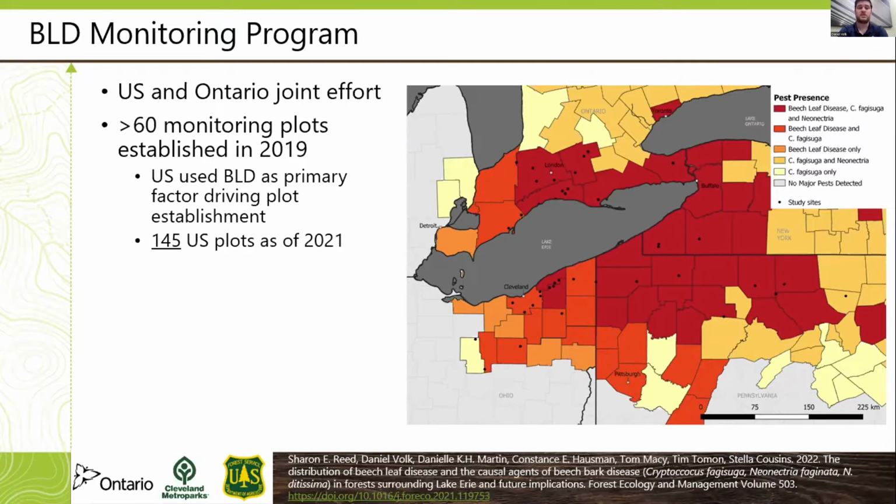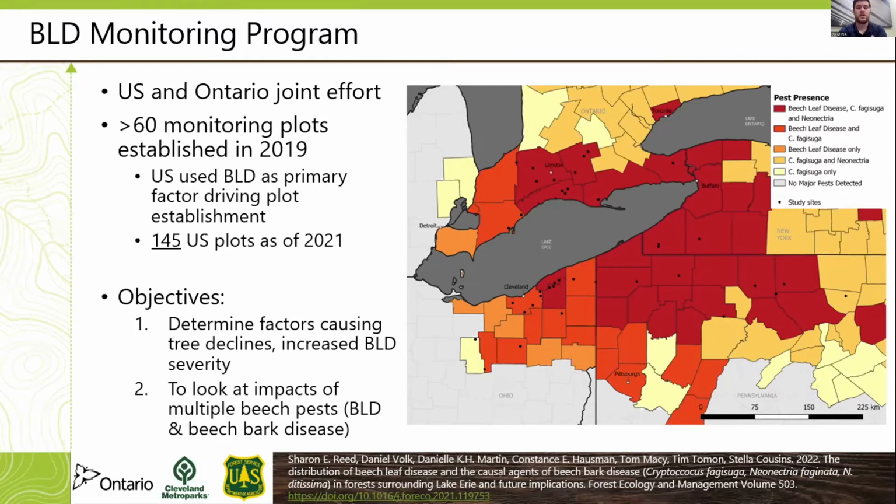This number has grown significantly. So now we're at 145 as of last year. I think we're closer to 200 this year, as more states in the Northeast have grown and expanded their plot network. But really what we wanted to do first was determine the factors causing tree declines and those increases in beech leaf disease severity, and then also look at multiple beech pests, as was pointed out earlier. We not only have beech leaf disease, but also beech bark disease, and how do the two of those interact together.